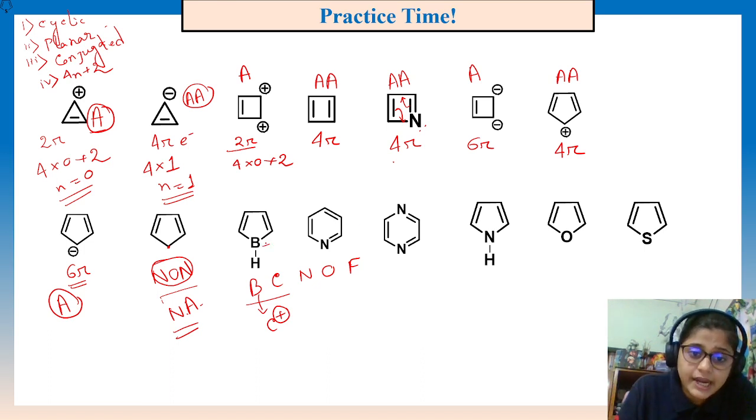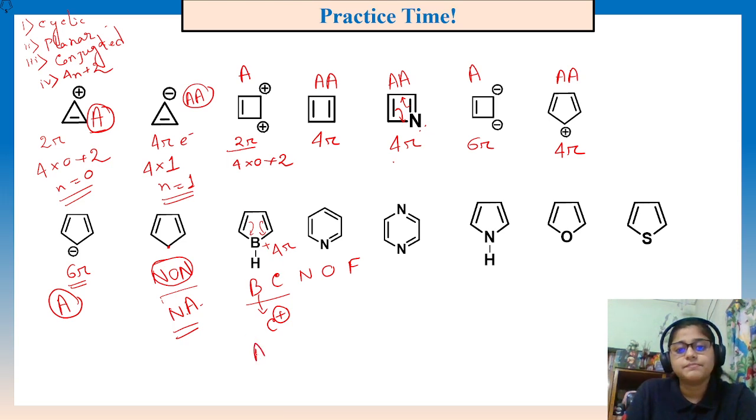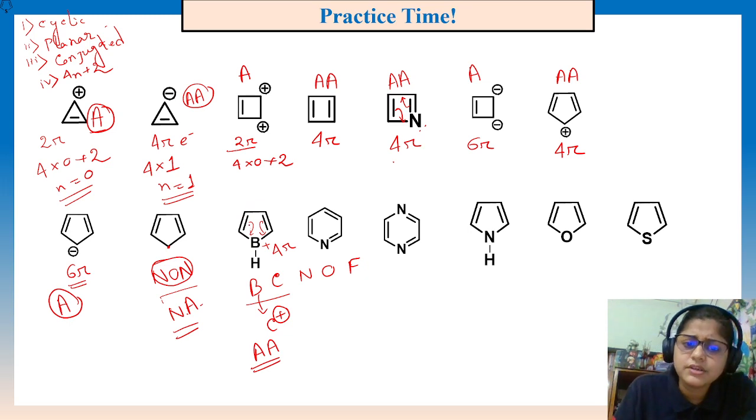So if we consider the cation here, then it can be conjugated, right? But it has 4 pi electrons. 4 pi means anti-aromatic, right? So it will be anti-aromatic. So what should we remember here? Boron acts as carbon positive and it will be conjugated, and then count the pi electrons. Here 4 pi electrons are there. Boron has no lone pair, so with 4 pi electrons it will be anti-aromatic. Simple.